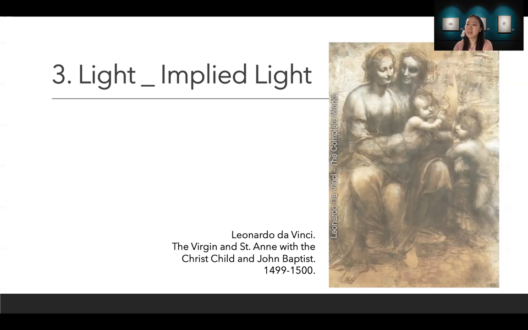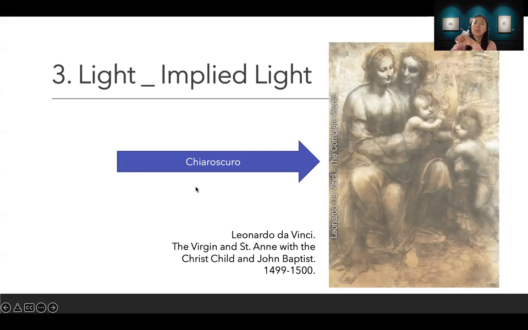Any physical light doesn't exist here, but we can feel there is a light in this drawing, right? So that technique is called chiaroscuro. That means light and dark. In other words, it is called a shading technique. It was discovered and perfected by Italian painters during the Renaissance.